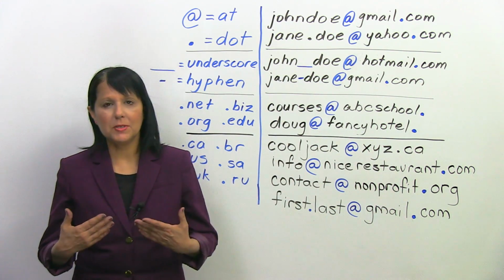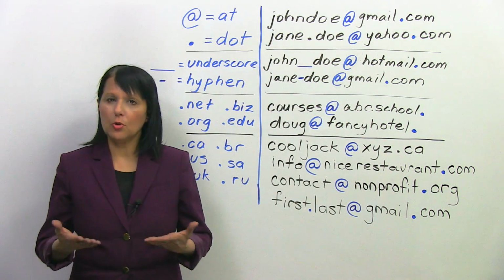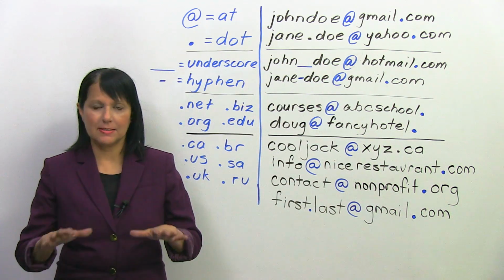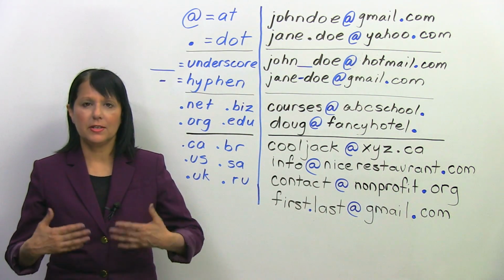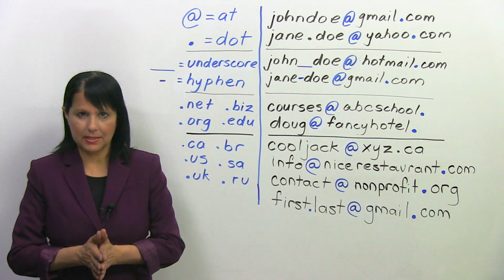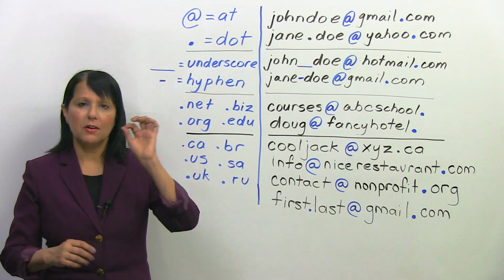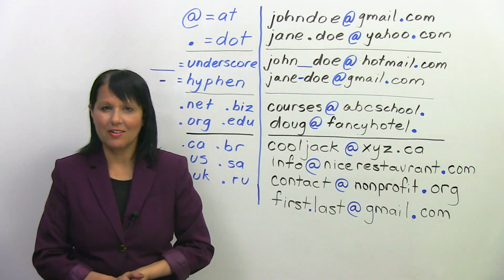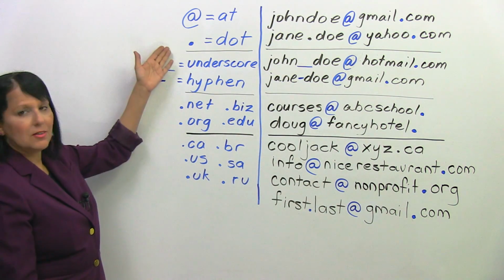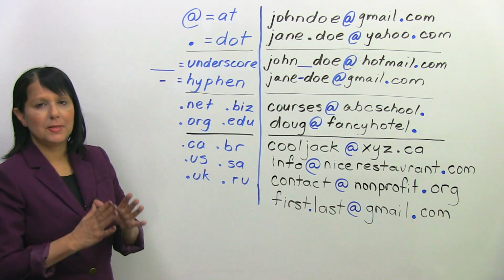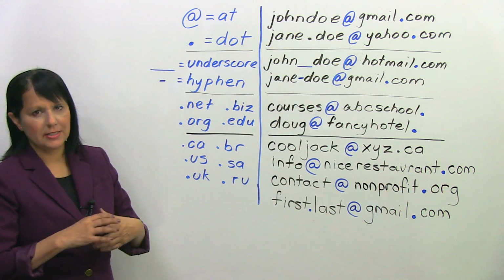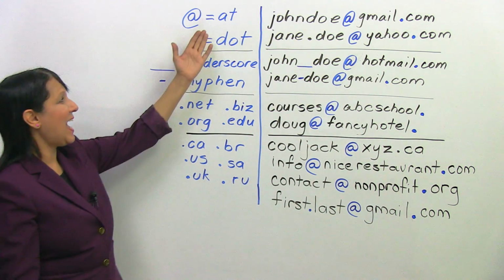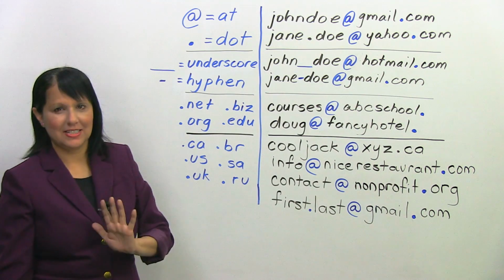Now, of course, when you're speaking your language, you're going to have your own vocabulary and terminology that is understood and used and accepted in your country or in your language. But when you're speaking English, we have certain terminology for the symbols that we use in an email address. So let's look at what they are. All right, so these are the most common symbols that you need to be able to say and learn in English.